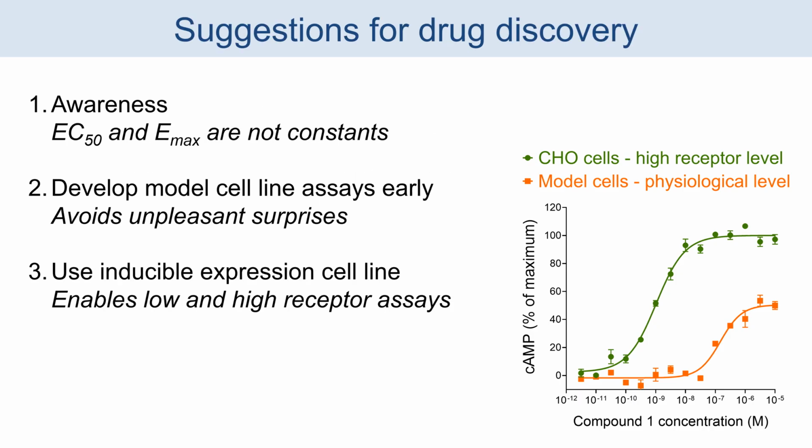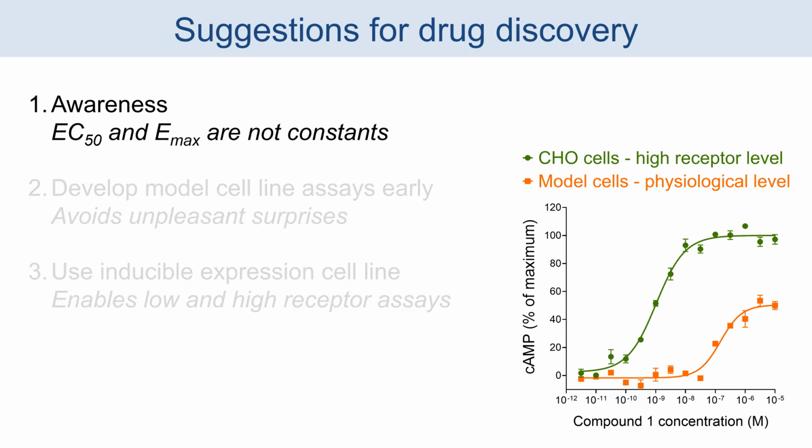Here are some suggestions for drug discovery scientists based on what we have learned here. The first suggestion is awareness. If your team is starting an agonist project, it's a very good thing for everyone to know that the results we get in signaling assays are dependent on the assays we are using, particularly on the expression level of the receptor. The EC50 and Emax are not immutable constants.